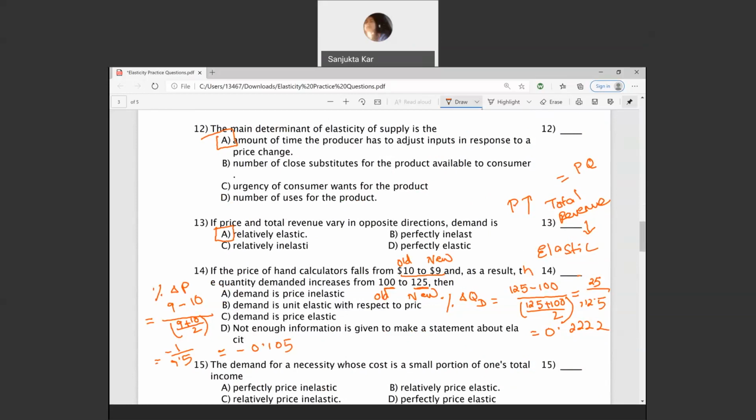I don't need to do any calculation here. I know I have an elastic demand curve. The reason for this is this value is greater than this value. If I look at the absolute values here, the percentage change in quantity demanded is 0.222. The percentage change in price is 0.105. Looking at the absolute values, absolute is this sign. Because this one is greater than this one, the demand is price elastic. Okay.